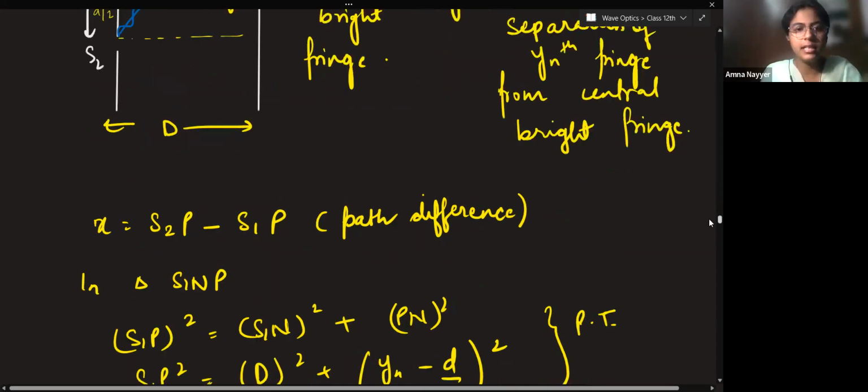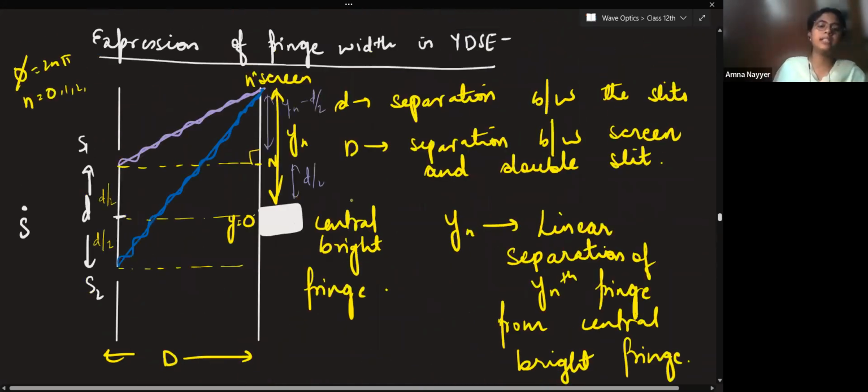Okay, anyways, now coming to the next triangle. So S1P, this is clear, I hope.